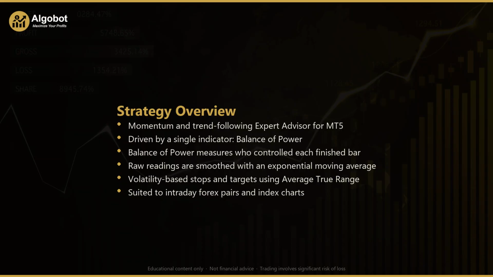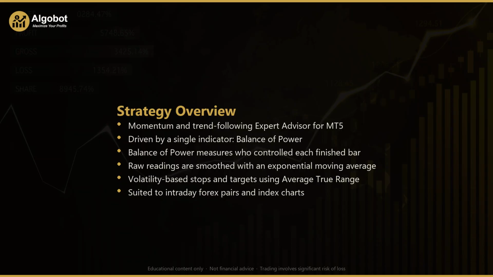At its heart, this expert advisor is a momentum and trend-following strategy. It runs on a single indicator called balance of power, and everything it does flows from that one reading. Balance of power is a pure price action measure. For every completed candle, it takes the distance from the open to the close and divides it by the full range of the bar, from high to low. The result is a number between -1 and +1.